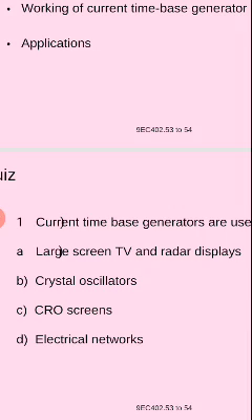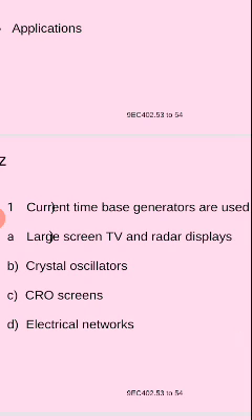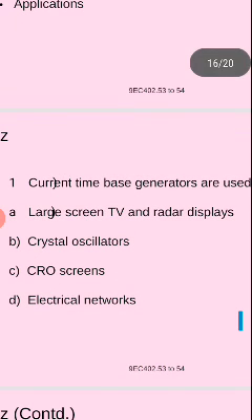Quiz. Current time-based generators are used in: option A, large screen TV and radar displays; option B, crystal oscillators; option C, CRO screens; option D, electrical networks. The answer is option A, large screen TV and radar displays.